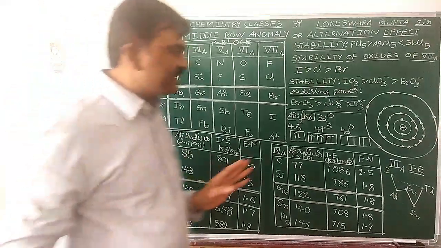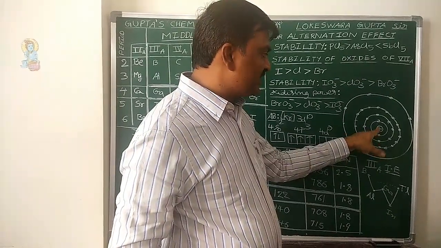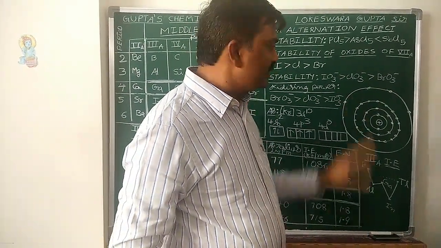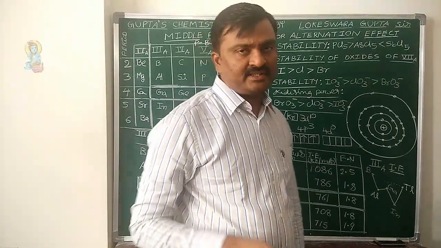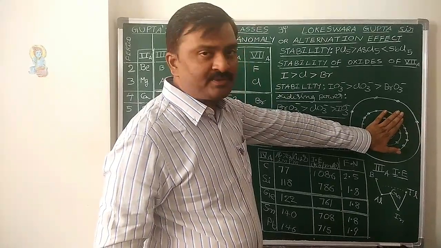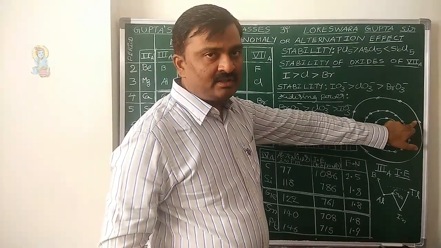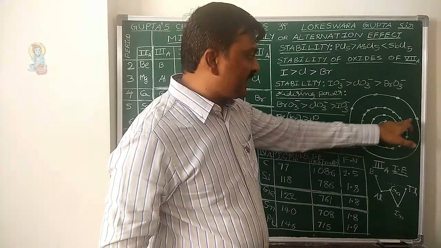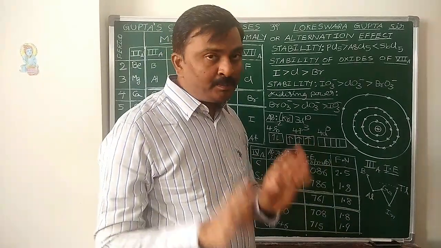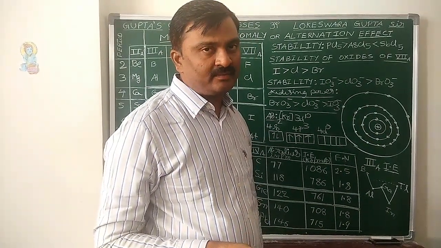What is meant by shielding effect? See, here is the nucleus, first orbit, second orbit, third orbit, fourth orbit. In these orbits, electrons are there. For example, if in the inner shell electrons are absent and only in the valency shell electrons are present, then the nucleus attraction over the outermost electrons is more. But practically, in the inner shell also, electrons will be present.